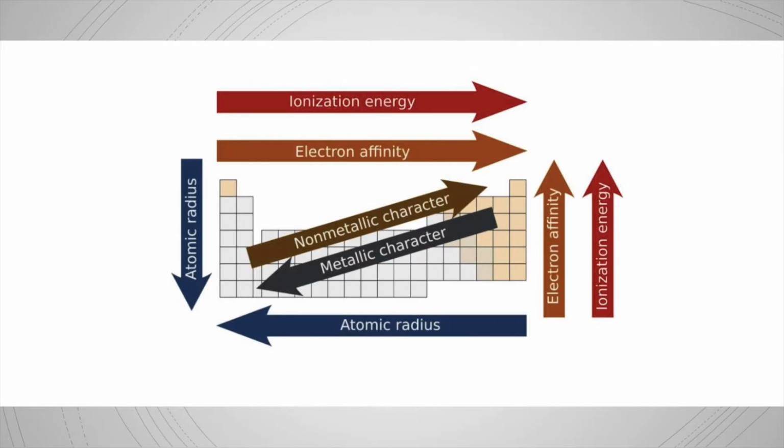Down a group, atomic radius increases. The valence electrons occupy higher levels due to the increasing quantum number, which is n. As a result, the valence electrons are further away from the nucleus as n increases. Electron shielding prevents these outer electrons from being attracted to the nucleus. Thus, they are loosely held, and the resulting atomic radius is large.